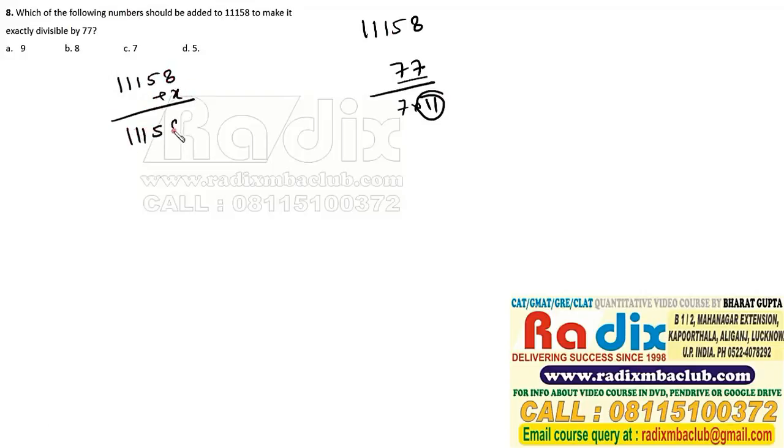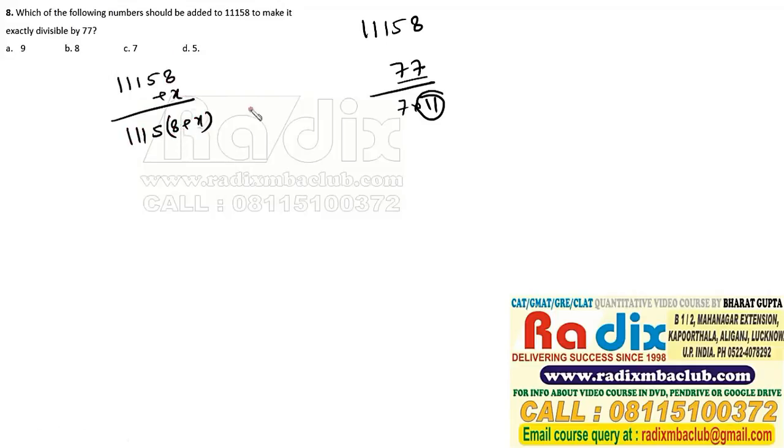Right? Next question. Which of the following numbers should be added to 11158 to make it exactly divisible by 77? See, 77 is 7 into 11. First of all, we will check divisibility by 11. We have to find which of the following numbers should be added. We add x to this number, so it would be 11158 plus x.